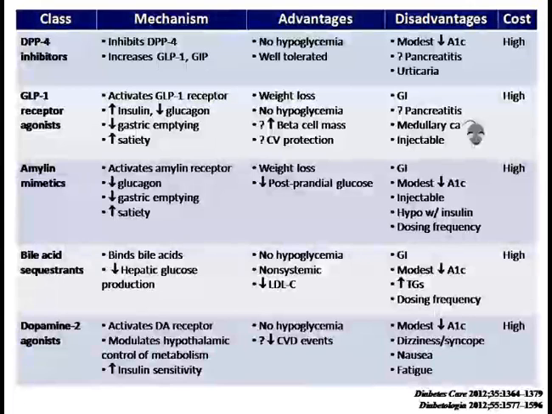Not very established data for increased incidence of pancreatitis, and the same thing is true for medullary carcinoma of the thyroid. The cost is high. One month of treatment costs about 7,000 to 8,000 rupees per person. Then I will not talk about amylin mimetics and these drugs, because I say that most of us don't practice with these drugs.